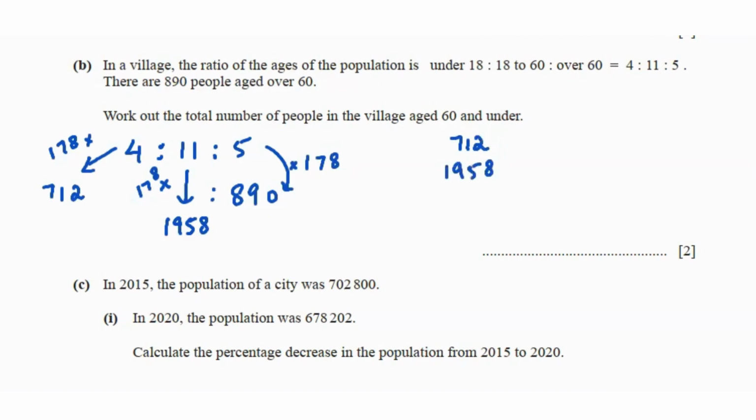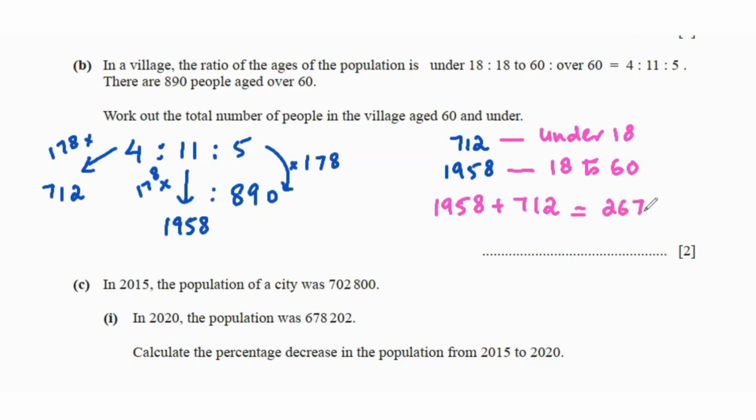712 and 1958. These are your people who are under 18, and this is 18 to 60. They want us to work out the total number of people in the village aged 60 and under, which is going to be the sum of these two. So 1958 plus 712 is going to equal 2,670. That is your final answer.